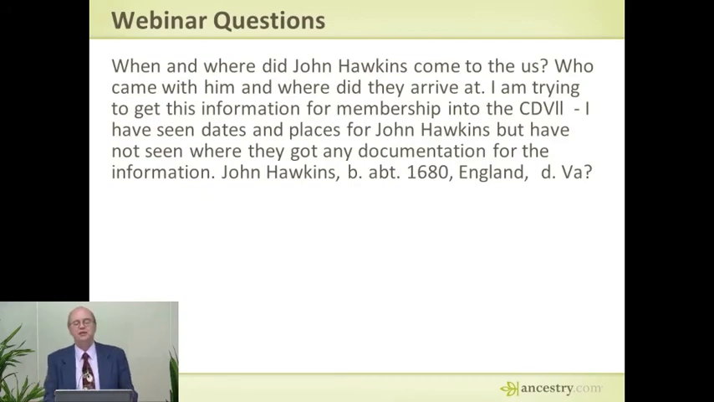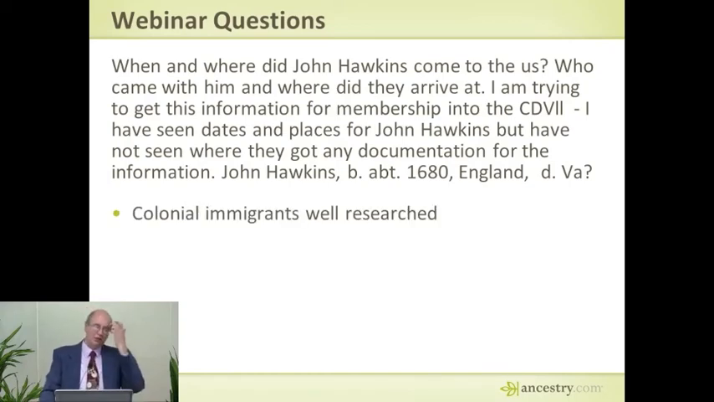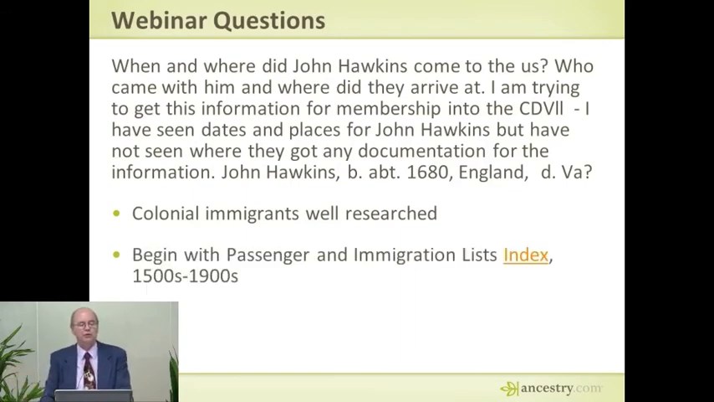This person wants to join a lineage society. CDVII means Colonial Dames of the 18th Century. It should have an X in there to make it 18th, but that's why I'm reading CDVII. Colonial Dames of the 18th Century means that you have to descend from an immigrant who came to America in the 1700s or earlier. So, John Hawkins, born about 1680. Well, you know what? Ancestry has some things to help you with that. The point is colonial immigrants have been very well researched, and it's likely that you've got to go back to some of the things we talked about first, about basically what's been researched.